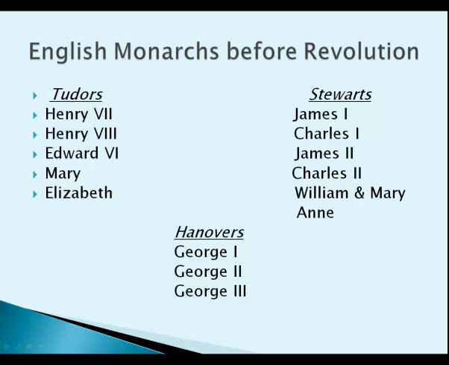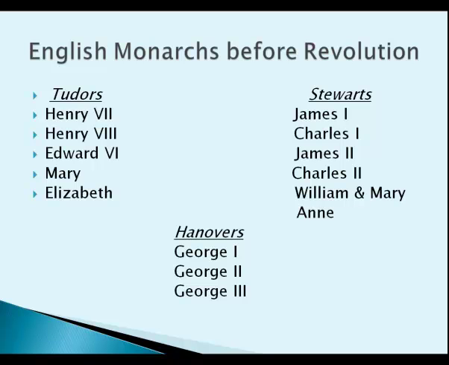Now, these are the English monarchs before our revolution. We talked about the Tudors: Henry VII, who began the Tudor dynasty, Henry VIII, Edward dying real young, and then Mary and Elizabeth. And then when Elizabeth dies, James VI of Scotland becomes James I. His son becomes King Charles I. He gets beheaded. We'll learn about him very shortly. And James II, Charles II, William and Mary, Anne. And once Anne dies, there's no more direct blood back to Henry VII, so we have to go to the Germans. And we get George I, II, and III.